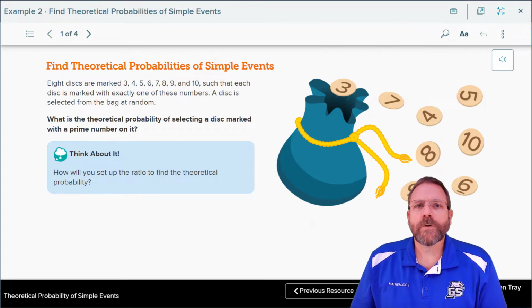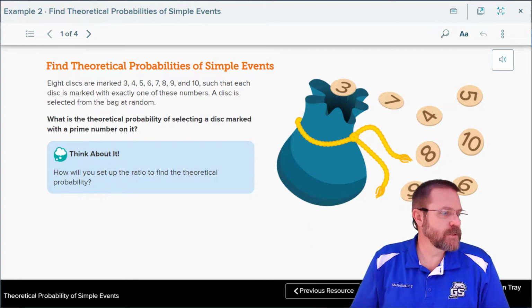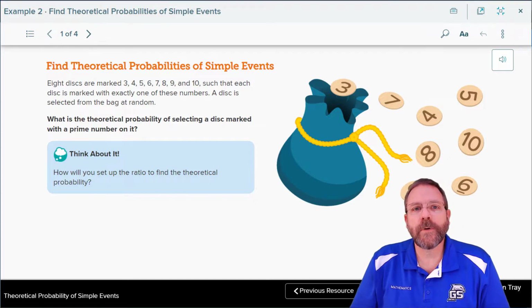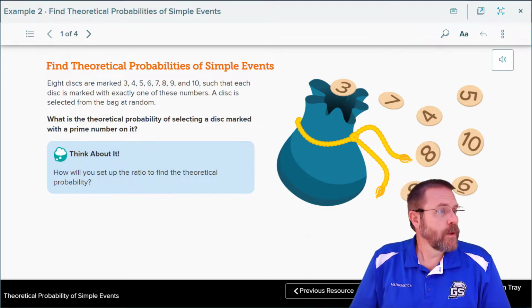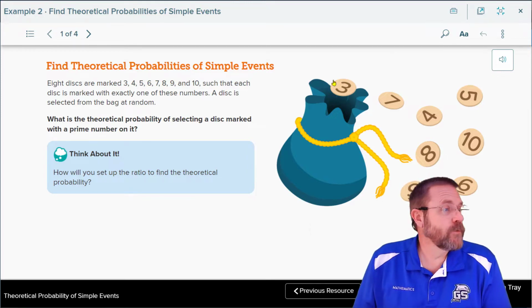Welcome back to part 2 of Module 10, Lesson 3, where we're continuing our study into theoretical probability and simple events. We're starting off by learning about how to find the theoretical probability of simple events.